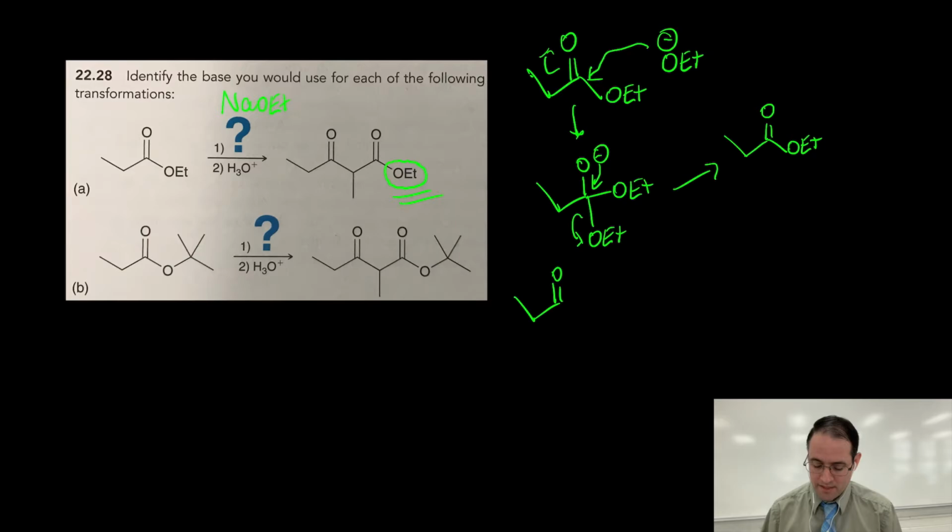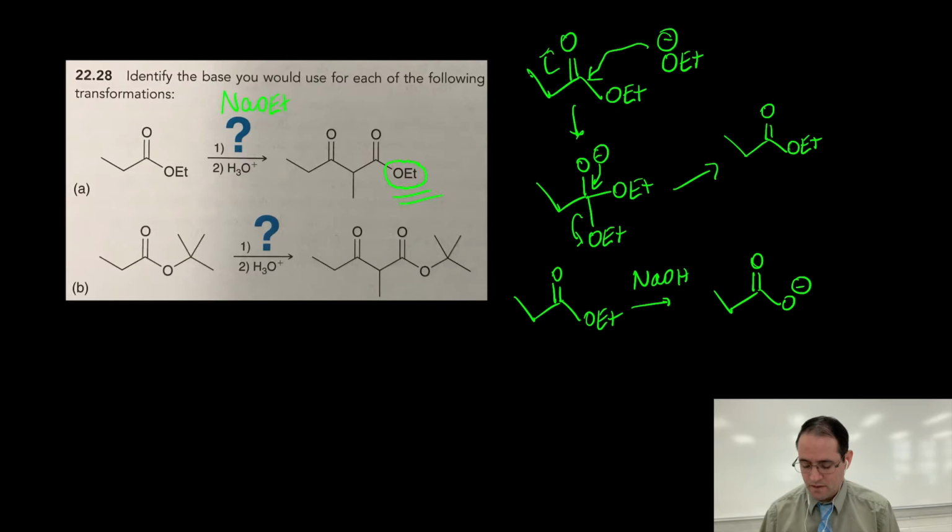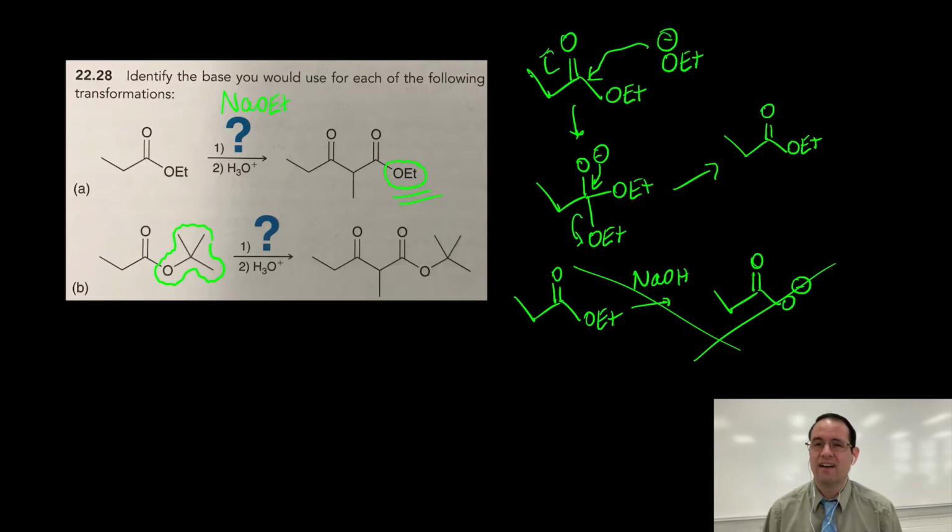However, what if we use sodium hydroxide? Sodium hydroxide is a base, yes, but it would do hydrolysis of the ester to give you the carboxylic acid, which would deprotonate under basic conditions to give you the carboxylate. So we would not want to use sodium hydroxide. We want to use the base that is the same as the alcohol portion of your ester. So here we would want to use sodium tert-butoxide.